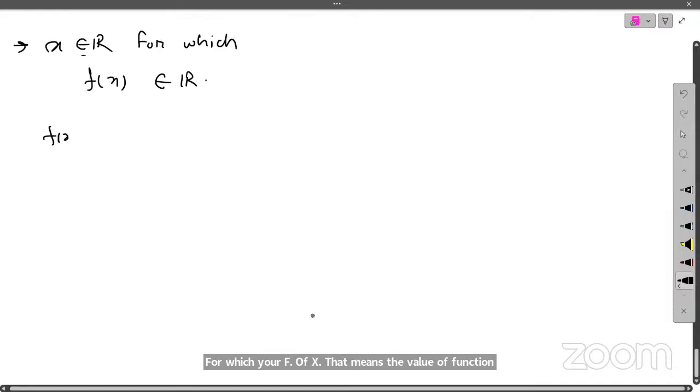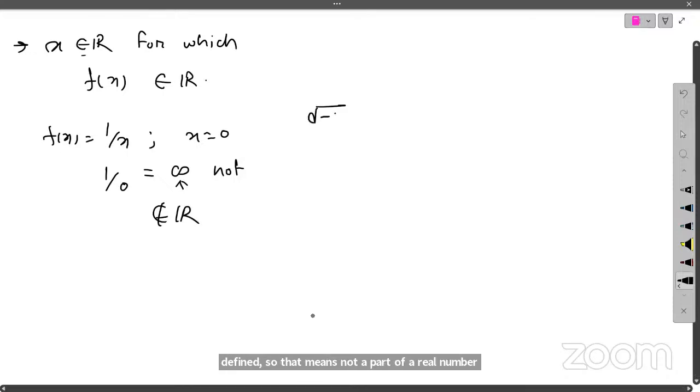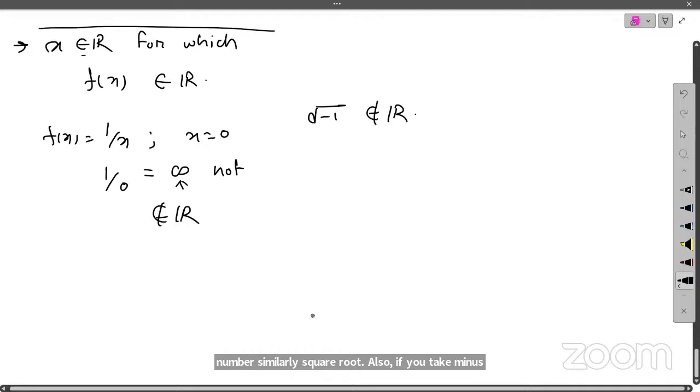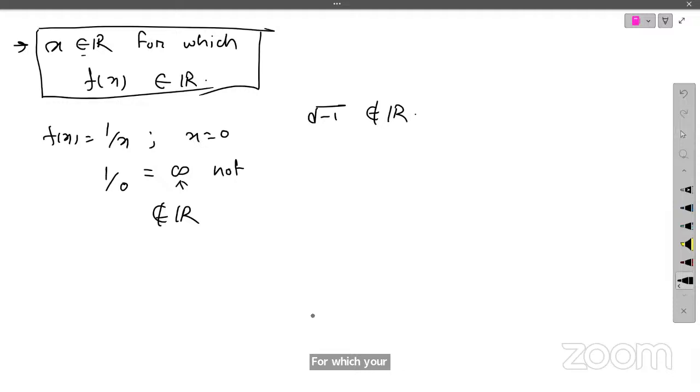For example, if you take f of x to be 1 by x, here if you put x equal to 0, then we know that 1 by 0 is not well defined. We say that sometimes it is equal to infinity, but actually it's just a sign. Infinity is not a number. We say that it is not well defined, so it's not a part of the real numbers. Similarly, square root also: if you take -1, then it's not a part of the real numbers. So that's why they define the domain like that. You have to select all those real numbers for which your output, the value of the function, is a real number. Okay, noted.